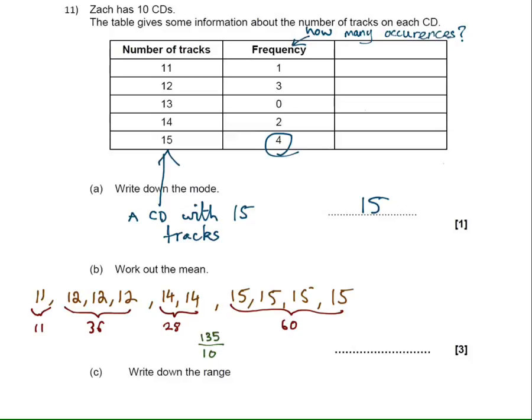If you made a mistake in this, it's possibly because you divided by 5, because you saw there are 5 rows in this table, but that's not how many CDs there were. There were 10 CDs.